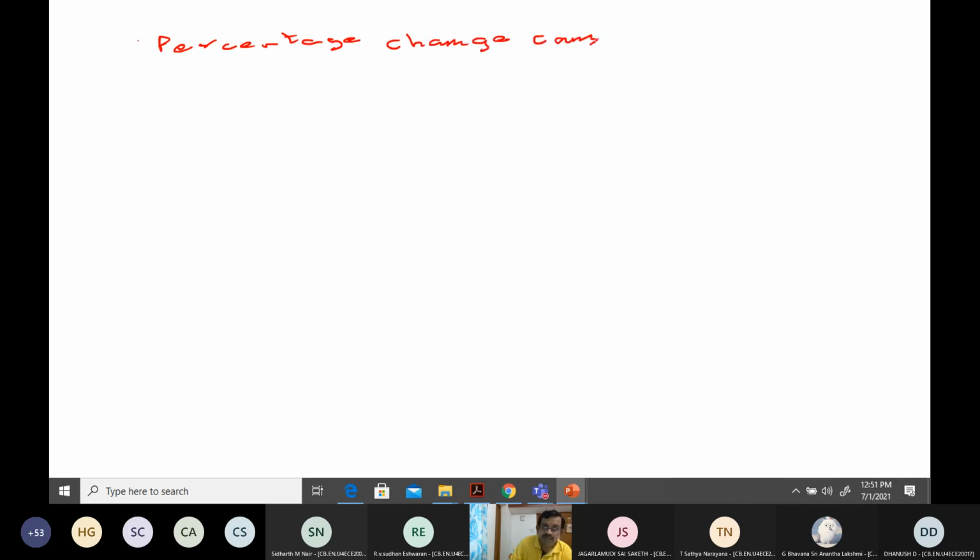Caused by plus minus 10% input power supply. So that is the change, okay, plus minus 10%. Okay, so let me write it as this is a change or fluctuation in the power supply.